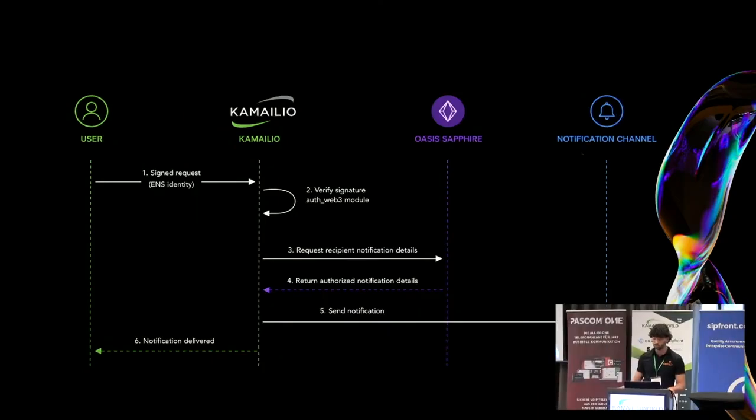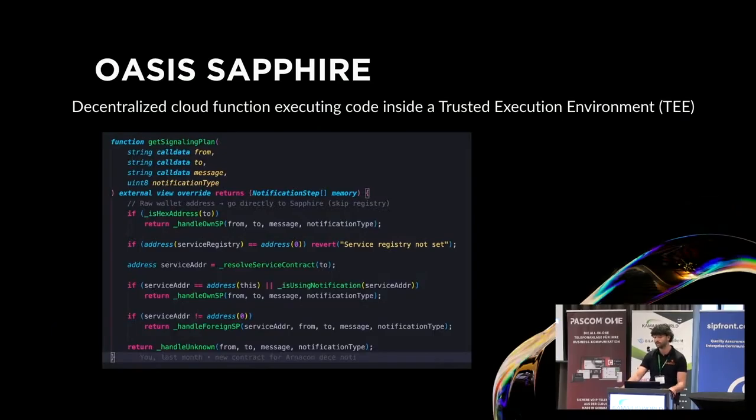Kamailio makes a request to Oasis Sapphire in order to request some notification details. This is where we are making some big changes. Oasis Sapphire is a decentralized cloud functions platform that allows different service providers to upload their secrets, for example their APNS and FCM private tokens, securely into a trusted execution environment. This allows the decentralized cloud to run code for us without revealing the secrets that we pre-uploaded. So every service provider can come and upload their secrets, and then Kamailio can make a request to the signaling plan with all the relevant details and the notification type that we want, and receive back the steps required for that plan to be executed.